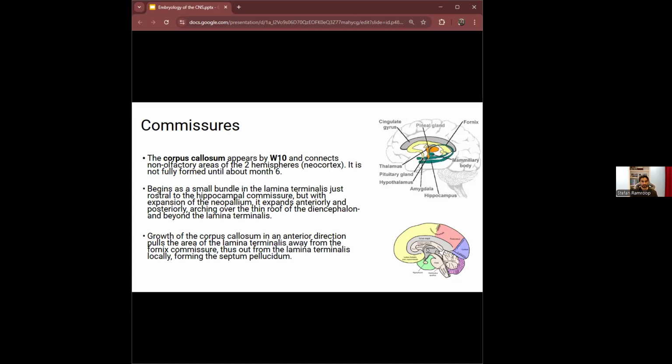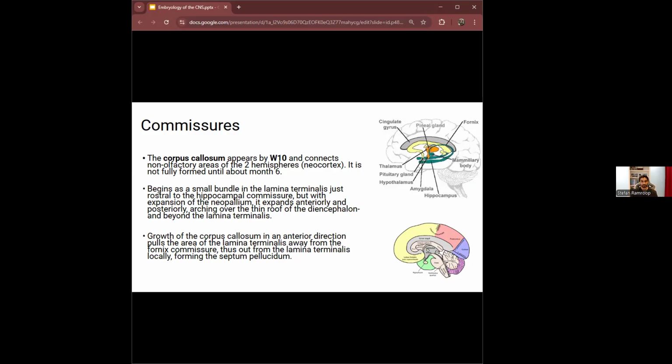The corpus callosum, the largest commissure, starts forming around week 10, and it begins as a small bundle just ahead of the hippocampal commissure, but it rapidly expands with growth of the neopallium, arching over the roof of the diencephalon. This forward expansion stretches the lamina terminalis and leads to the formation of the septum pellucidum, and by the 6th month, the corpus callosum is complete.